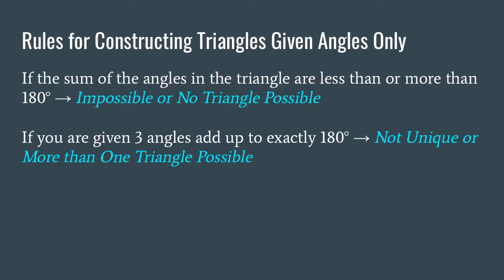So the rules for constructing triangles given angles only, 2 rules. If the sum of the angles in the triangle are less than or more than 180, therefore it is impossible or no triangle is possible with those conditions. If you were given 3 angles that add up to exactly 180, you would end up with a not unique or more than one triangle possible.